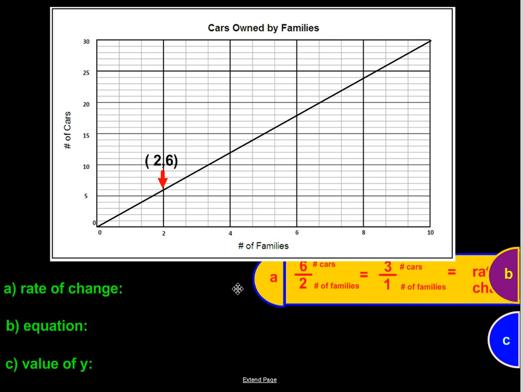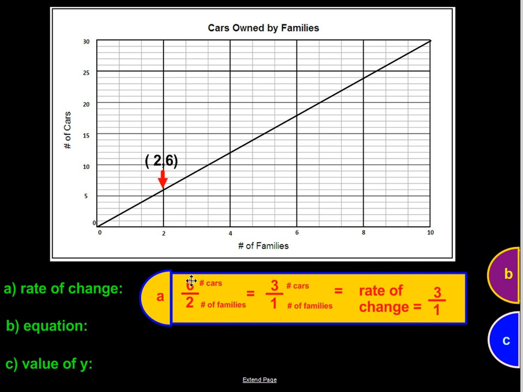So to solve A, I need to take my x and y information and line it up with y over x. So that gives me 6 over 2, 6 being the number of cars, 2 being the number of families. I can then reduce that to 3 over 1. 3 being the number of cars still, 1 being the number of families still. So the rate of change, or the slope, is 3 over 1. And I could write that in for rate of change.